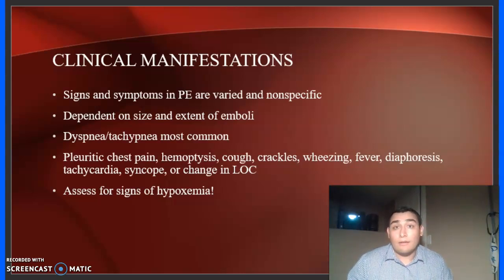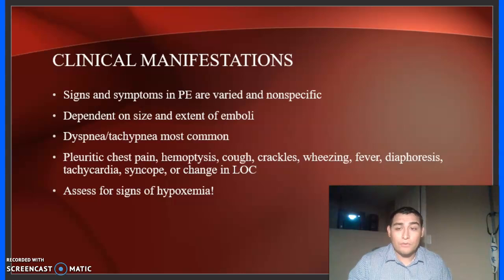However, this can clog up either a small vessel that affects an alveoli or some alveolar sacs, but it can also be large enough where it takes over the entire pulmonary artery, as you saw in that first picture that we began with. That's what we would specifically call a massive PE. So you could have pleuritic chest pain, hemoptysis, which is more of a severe symptom, cough, crackles, wheezing, fever, diaphoresis, tachycardia, and then you also have syncope or change in level of consciousness.